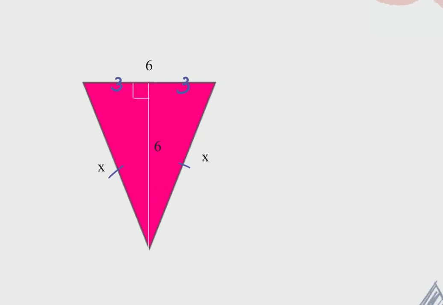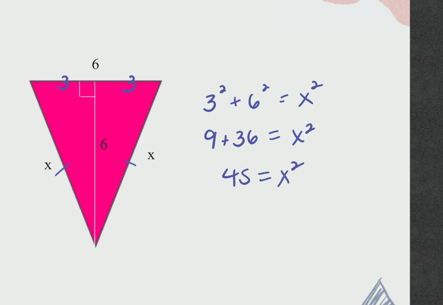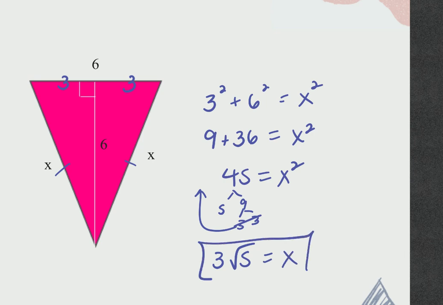You could pick either one, where the legs are 3 and 6, and the x, which is the hypotenuse, is what we're looking for. So 9 plus 36 equals x squared. x squared is 45, which is 5 and 9, or 3 and 3. 3 root 5. Good. See? Just some practice. Square root is obviously an important skill that carries over.